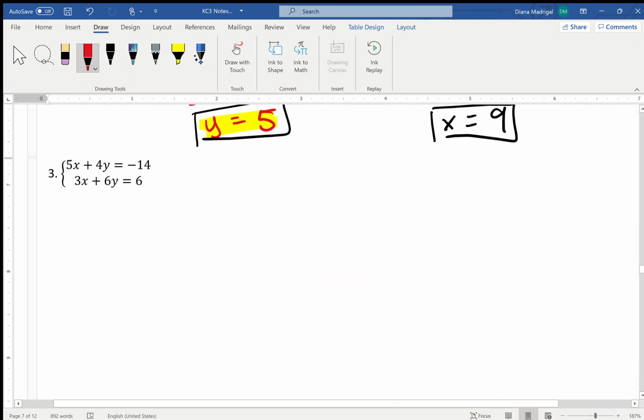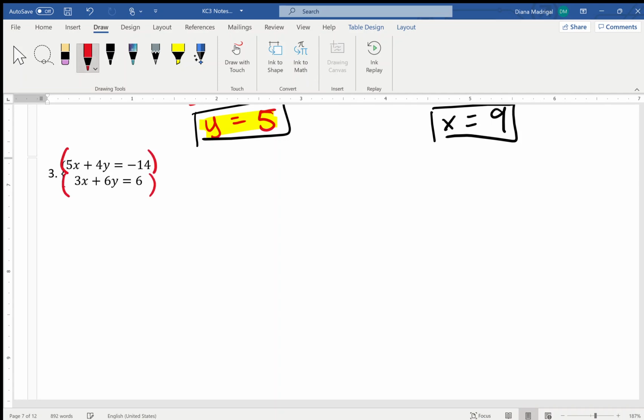Okay, now we're going to get to those problems where you're going to have to multiply both equations. Because as you can see for number 3, I have 5 on top, 3 on the bottom. They're not like terms. They're not the same. Now I have both of them being positive, so it's not going to work. For the y, I have 4 on top, 6 on the bottom. Is also not going to work. Why? Because they're not the same number, and both of them are positives. Therefore, I need to change both of them.